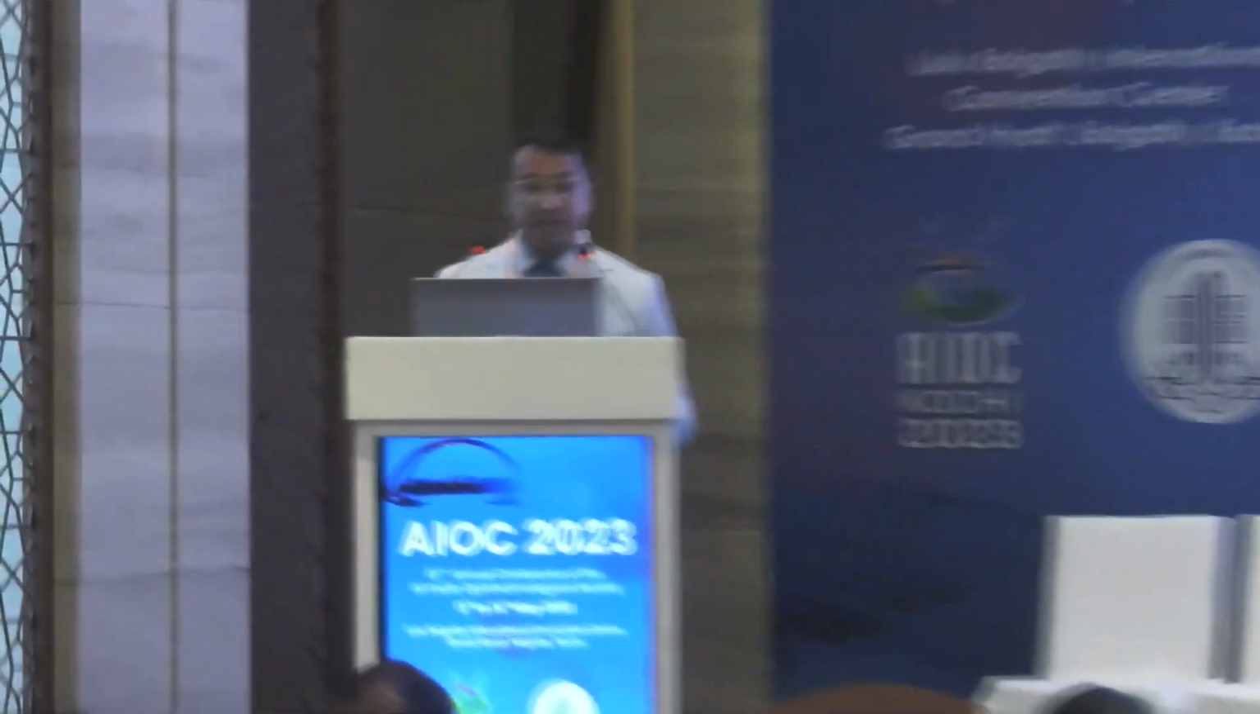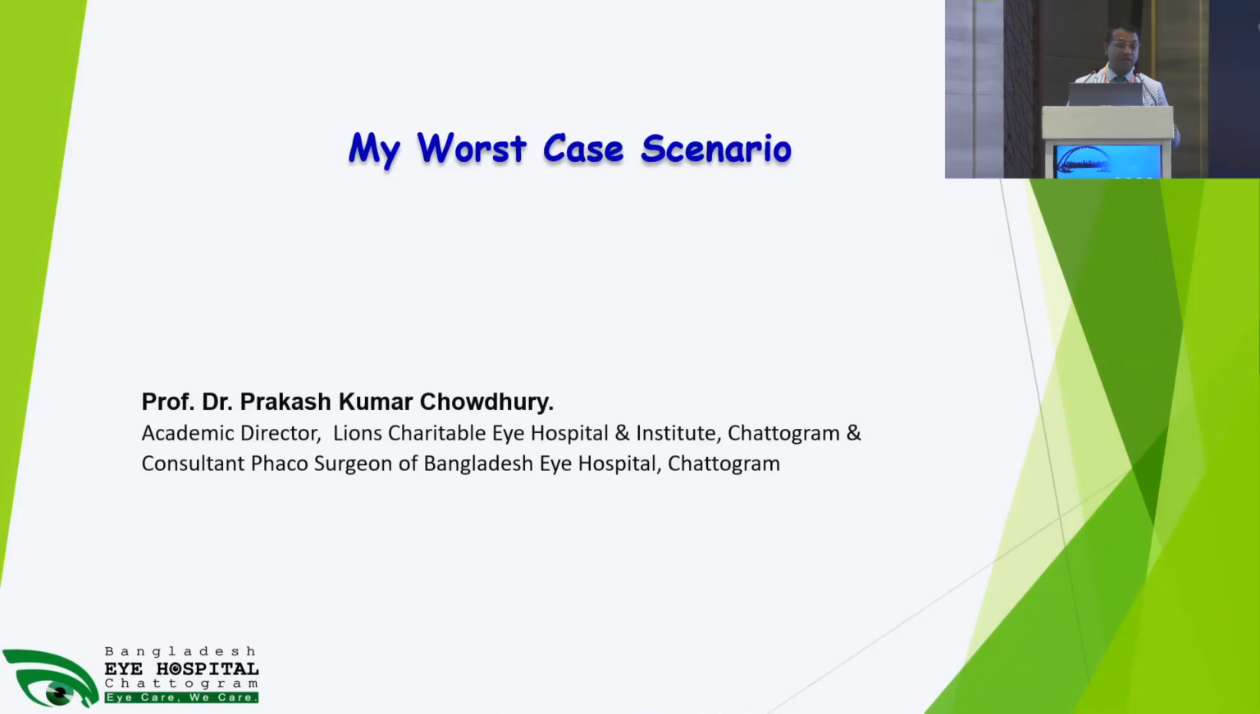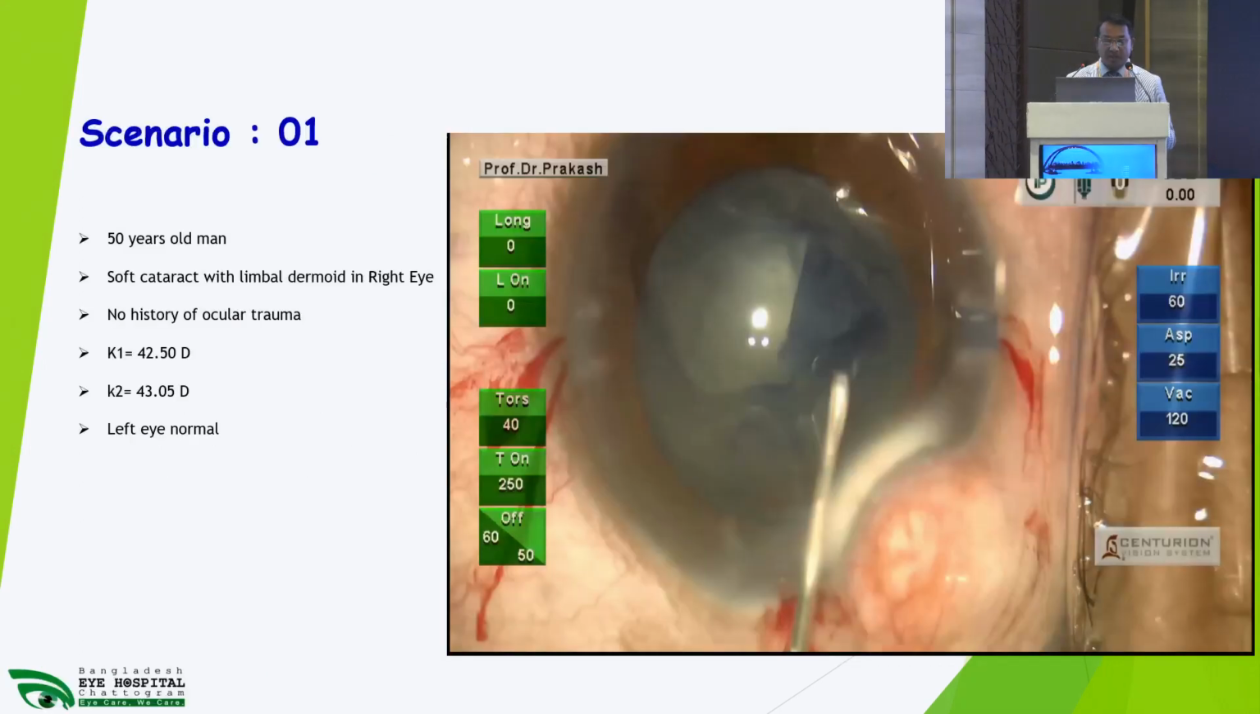Greetings from Bangladesh. Thanks to everyone. So I will share some unwanted experience during my phaco. This was a 50-year-old man having soft cataract with limbal dermoid in the right eye, and there is no history of ocular trauma, and there is no significant astigmatism, and the left eye is normal, and we plan for cataract phaco under topical anesthesia, and according to the patient's demand, a trifocal lens.